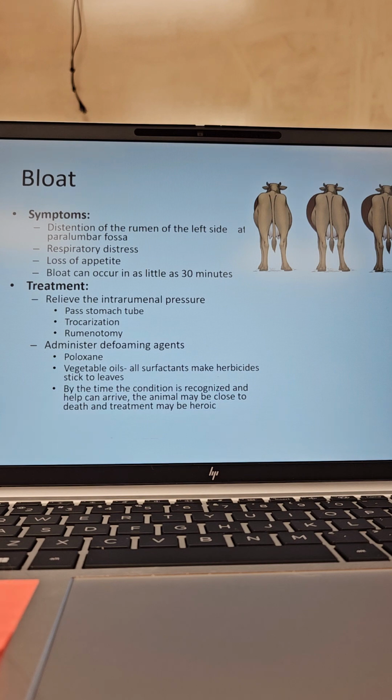Bloat can occur in as little as 30 minutes. Same thing can happen to dogs. You feed a dog, you leave, you go home, you leave for an hour, you come home and you find a dead dog or a flat out dog.